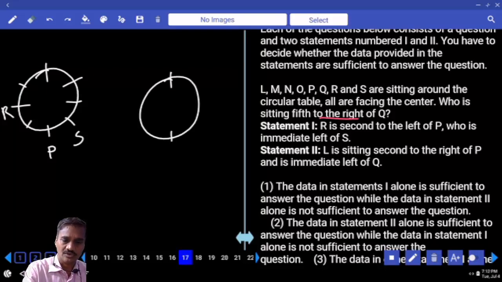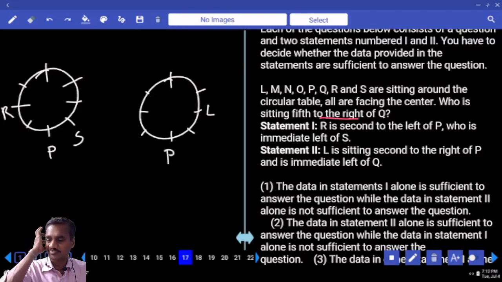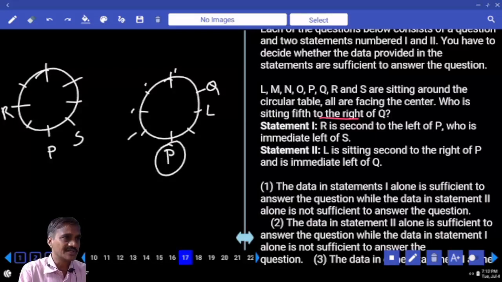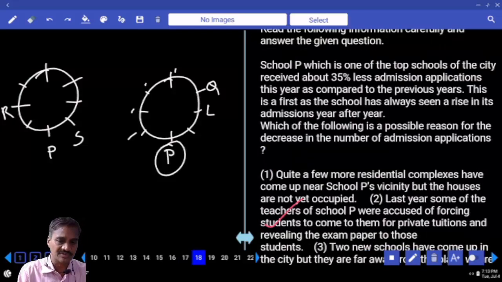Then coming to 2 alone. In this, L is sitting second to the right of P, P is here, L is here, and L is to the immediate left of Q. Then who is sitting fifth to the right of Q? 1, 2, 3, 4, 5. Are you getting the answer or not? Hence only 2 alone is sufficient. That is the choice to question number 17.